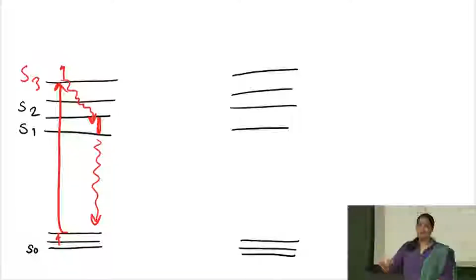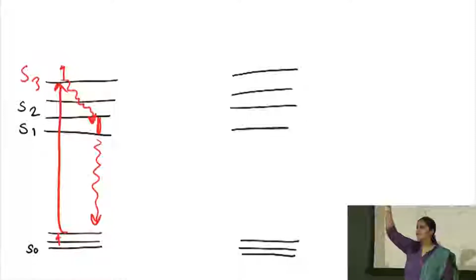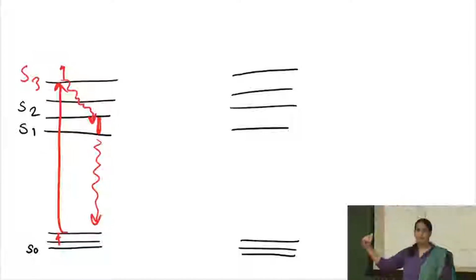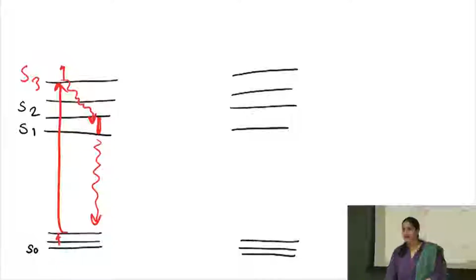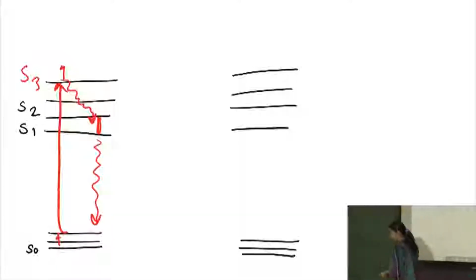So, let us say you are jumping on the 4th step. Instead of directly jumping down to 0, what you are doing is from 4 you are coming down to 1, staying there for some time, and then coming down to 0. Okay. So, that is what is happening in fluorescence.